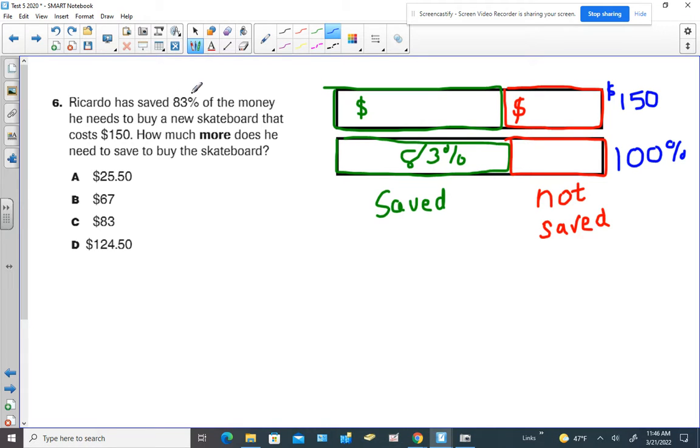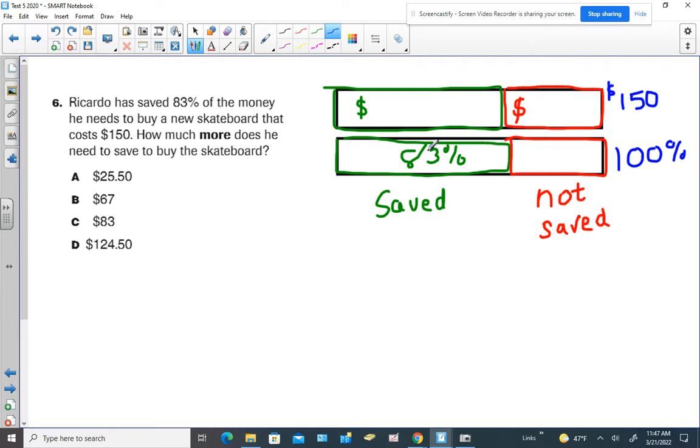Ricardo has saved 83% of the money he needs to buy a new skateboard that costs $150. How much more does he need to save to buy the skateboard? Now, this is a question that I always ask students to create a tape diagram to organize your thinking.